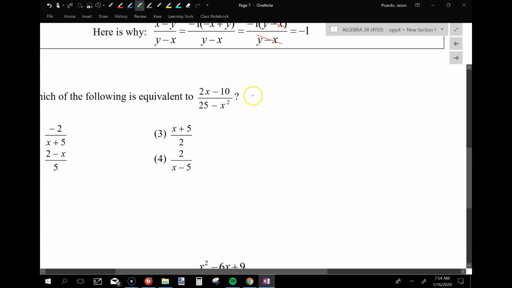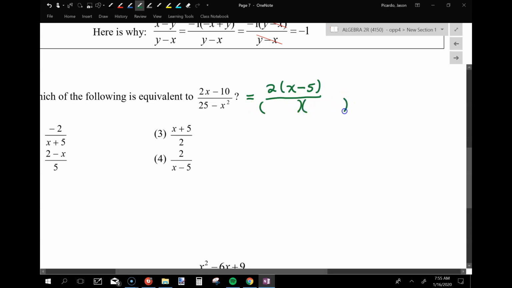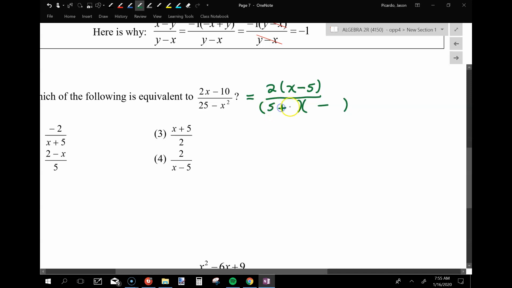What can I take out of the top? Which leaves? I know that the bottom looks a little weird, but it's still a DPS problem. It doesn't matter if x's are in front or numbers are in front, right? What is 25 minus x squared going to factor into? It's one of these. Careful! 5 plus x and 5 minus x.